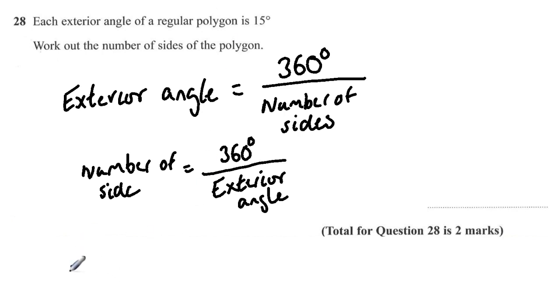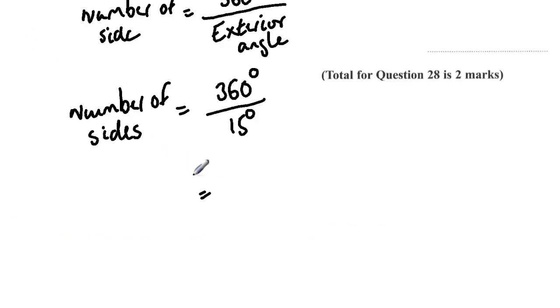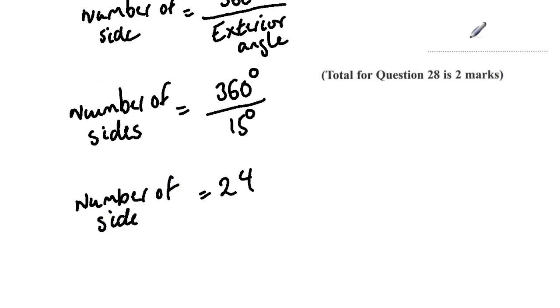So number of sides is equal to 360 degrees divided by 15 degrees, which equals, let me scroll down a little bit, 24. So the number of sides is 24. So your answer is 24.